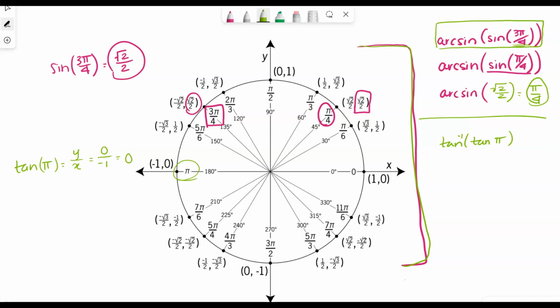So we get tan of pi is 0. So where else do I get a 0 value for tan of pi? Well, I hope you see that tan of 0 would give us the same value, because I would get 0 over 1, which gives me 0. So that means I can rewrite this as tan inverse of tan of 0. And now I can see that the value will be 0.